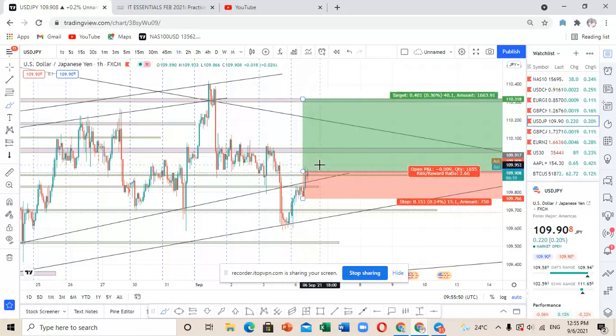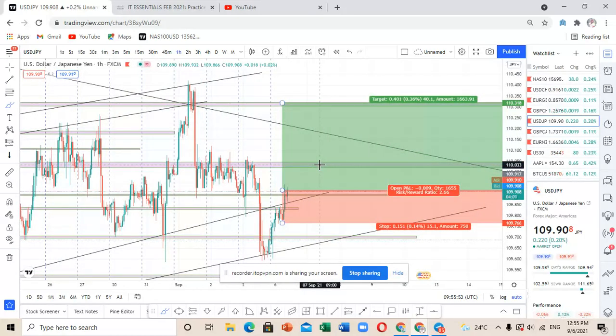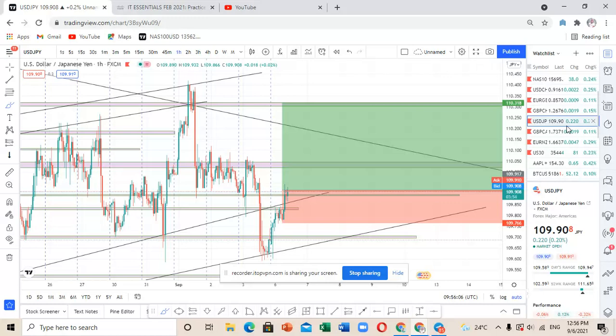So in this trade, I'm just risking a total of 150 pips for a total reward of 400 pips. You can look at my risk. So in this trade, the risk to reward ratio is 2.66, which is safe to say.